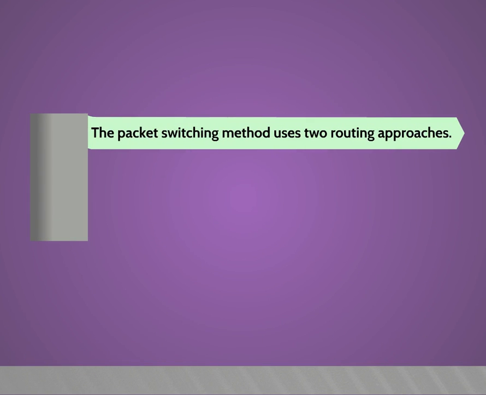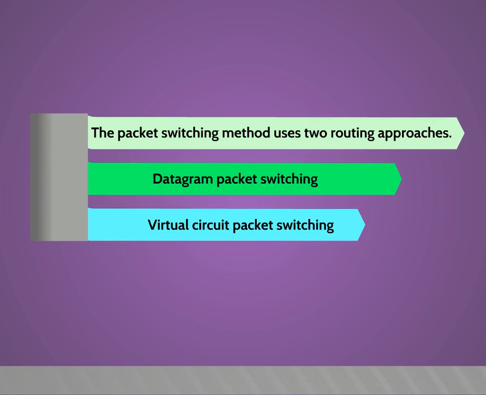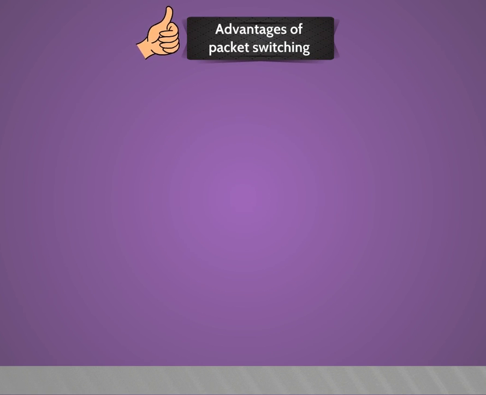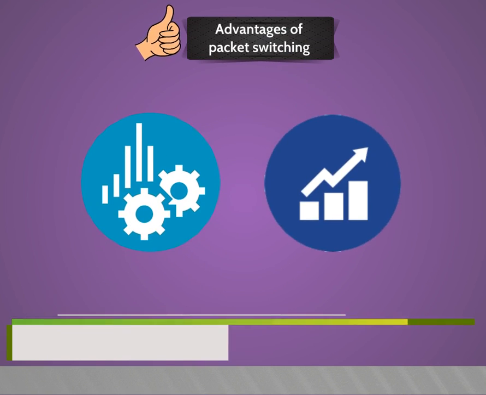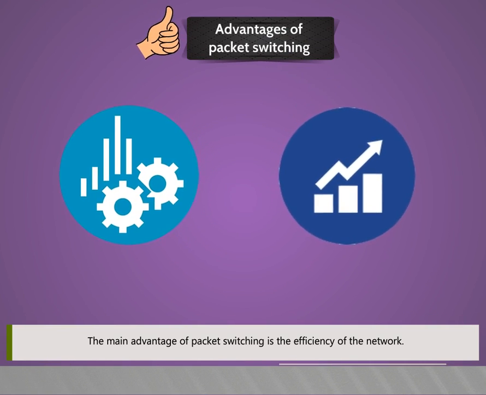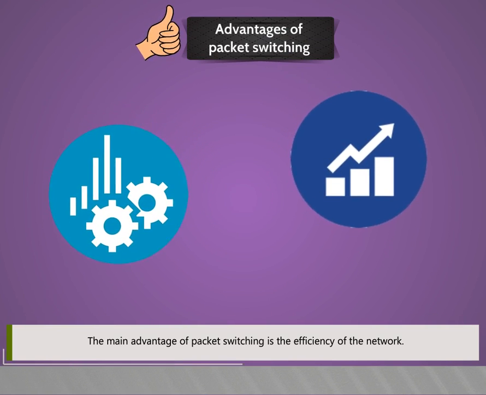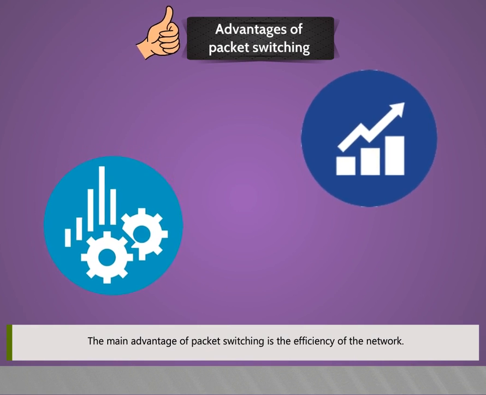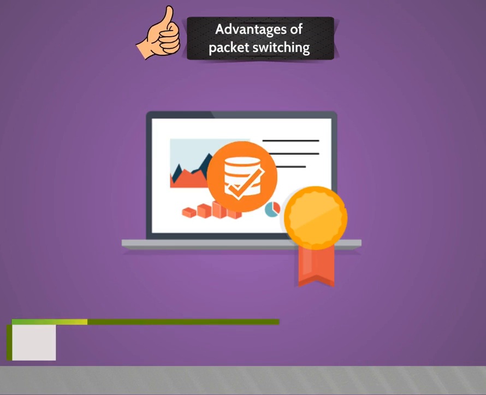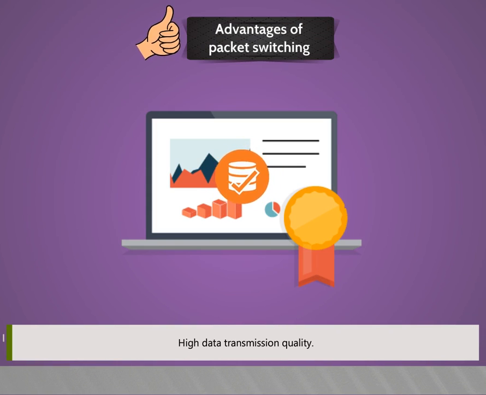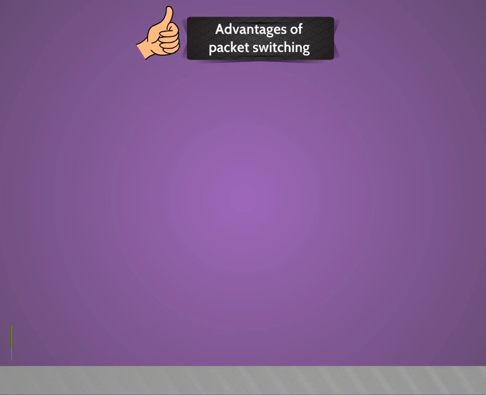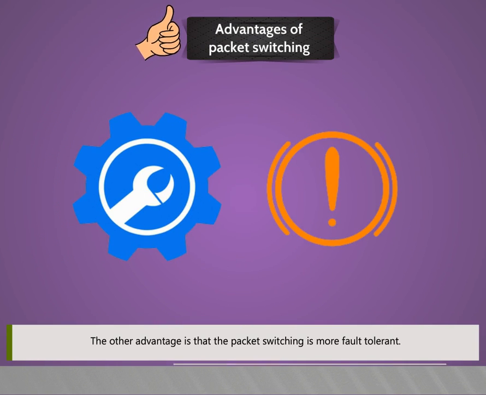The packet switching method uses two routing approaches: datagram packet switching and virtual circuit packet switching. Advantages of packet switching. High data transmission quality. The other advantage is that packet switching is more fault tolerant.